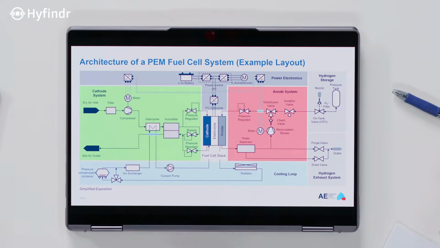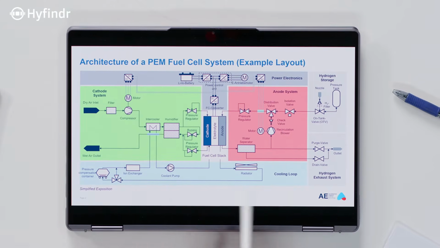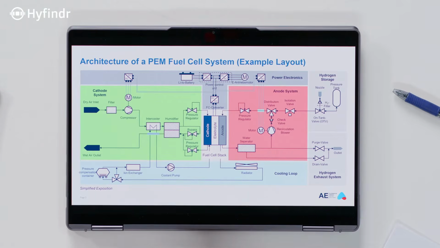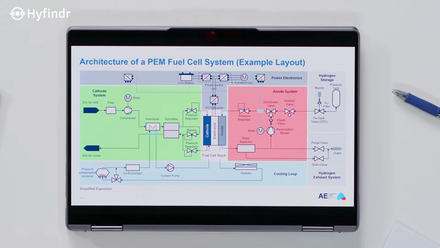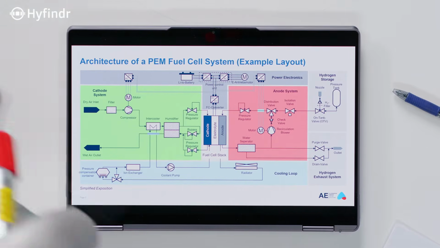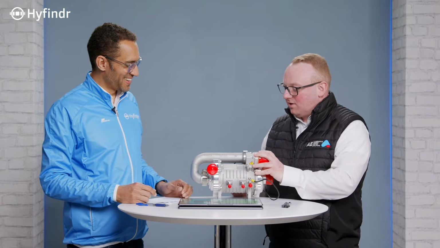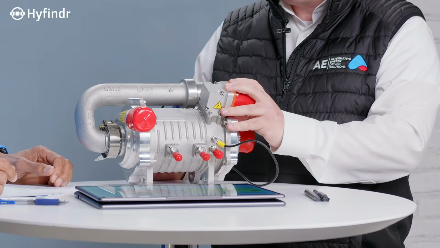So let's have a look at the different systems in a fuel cell system. We have the anode system, we have the cathode system, and we have the cooling system. And now the question is, what can we change here? What can we improve to get more power out of it, to increase the efficiency or something like this? So let's start with the cathode system. For example, one very important part is the fuel cell compressor.